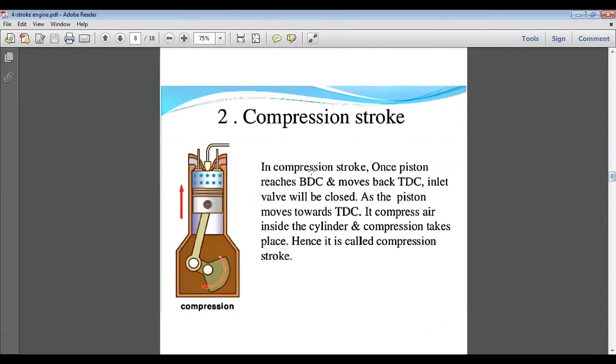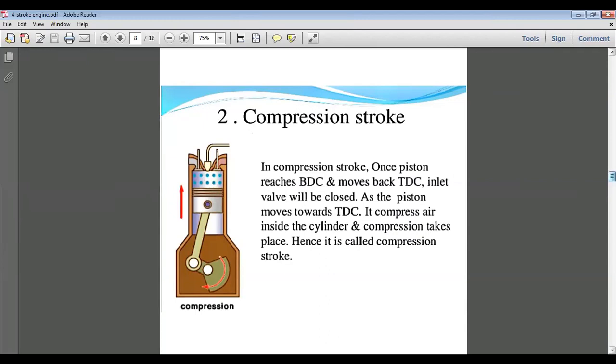Okay, now next is the compression stroke, and in the compression stroke, both the valves are closed. Intake and exhaust valves both are closed, and the piston moves from bottom dead center back to the top dead center. And here the volume decreases and pressure increases. So the fuel air mixture is completely compressed in this compression stroke.